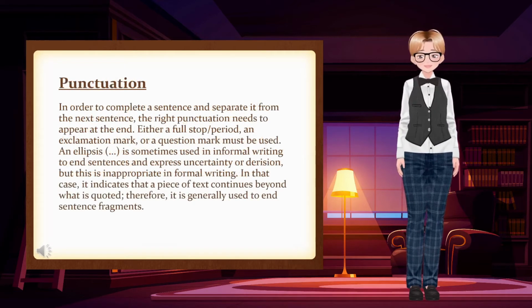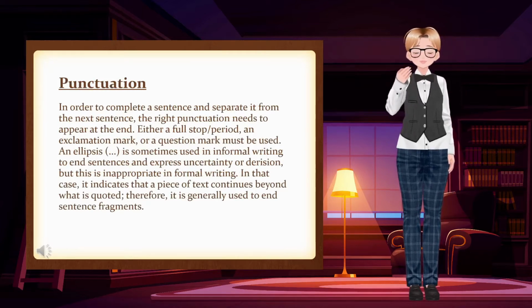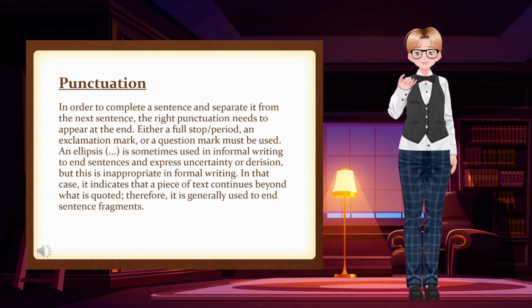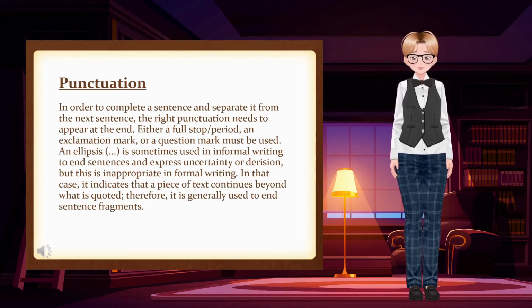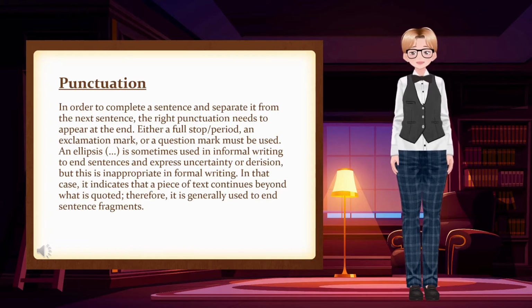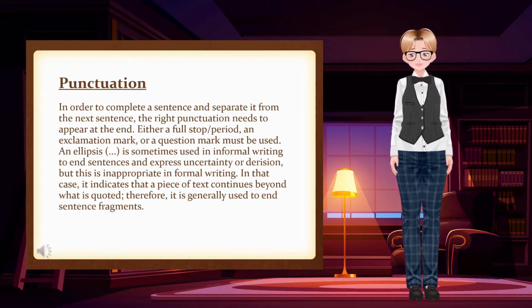In order to complete a sentence and separate it from the next sentence, the right punctuation needs to appear at the end. Either a full stop or period, an exclamation mark, or a question mark must be used. An ellipsis is sometimes used in informal writing to end sentences and express uncertainty or derision, but this is inappropriate in formal writing. In that case, it indicates that a piece of text continues beyond what is quoted. Therefore, it is generally used to end sentence fragments.